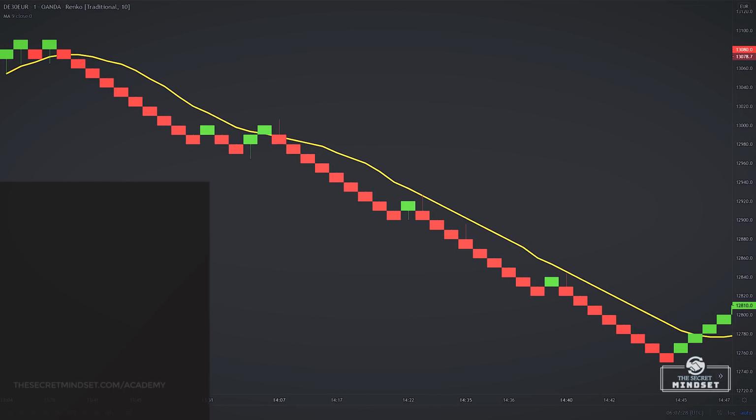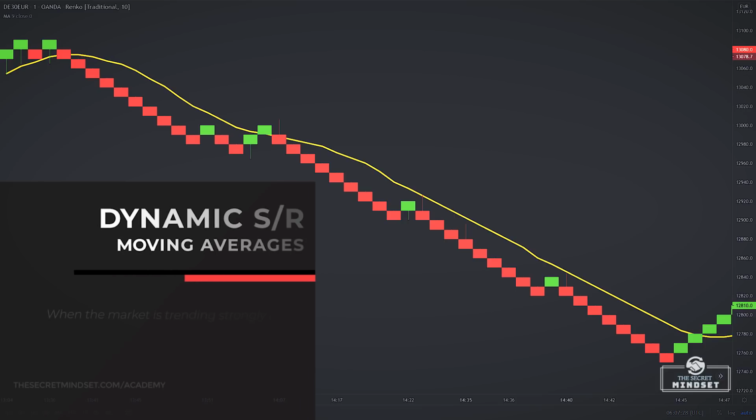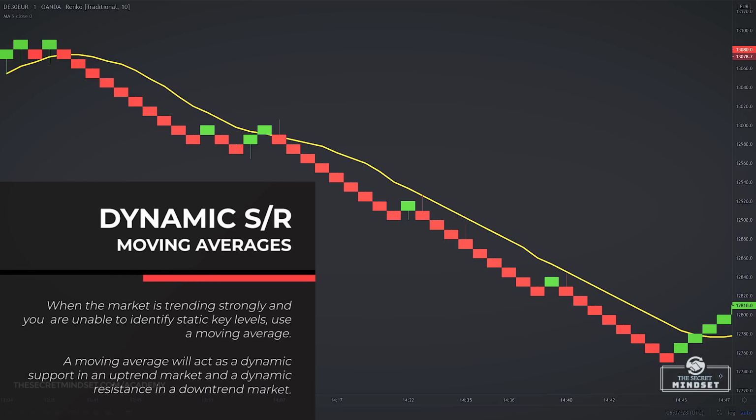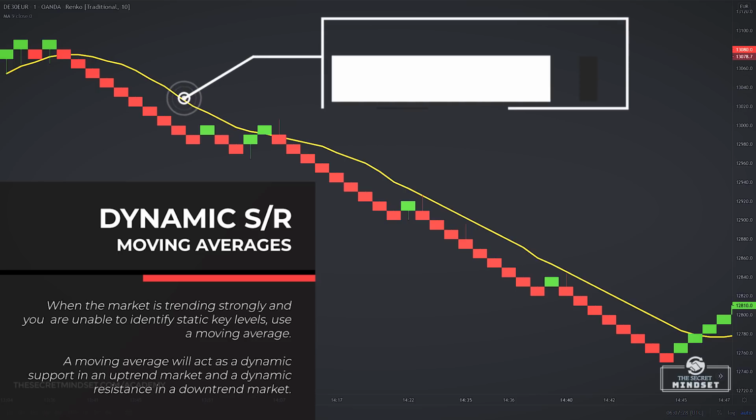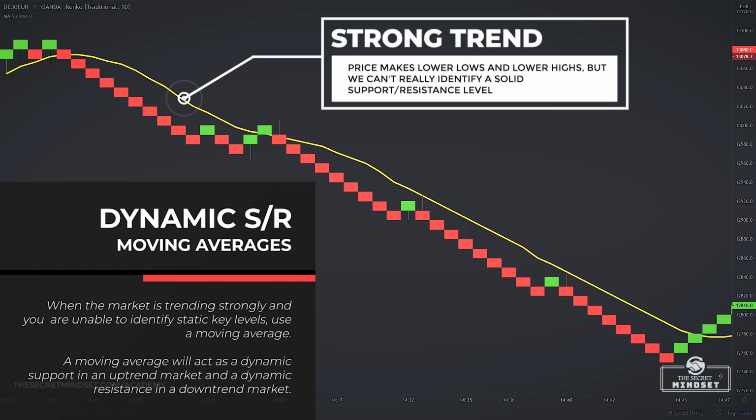Sometimes, even if the market is trending, we can't draw support and resistance levels because prices move in a certain way, during which we are unable to identify static key levels. If you are in this situation, you can use a moving average, which will act as a dynamic support in an uptrend market and a dynamic resistance in a downtrend market.